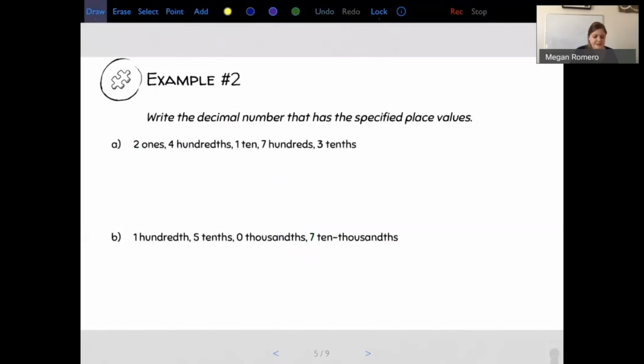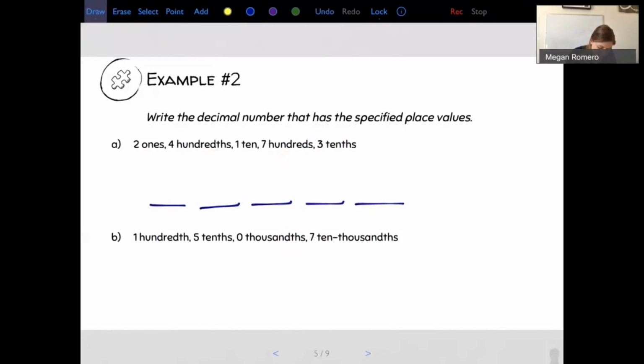Example 2, write the decimal number that has the specified place values. So we have 2 ones, 4 hundredths, 1 ten, 7 hundreds, and 3 tenths. What I would recommend is to write out blank spaces for how many place values were given. In this case, we're given 1, 2, 3, 4, 5, so I would write 5 blanks. And then my strategy would be to either start with the highest place value or the lowest and work my way from there. So I'm going to start with the highest.